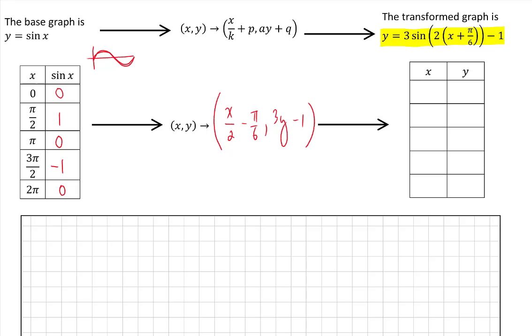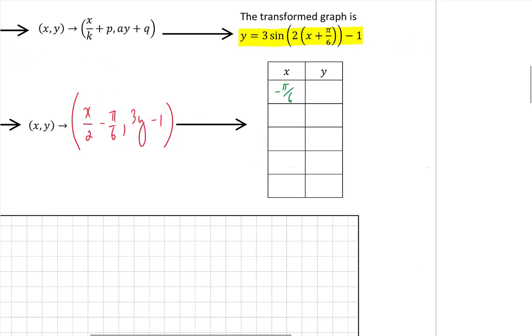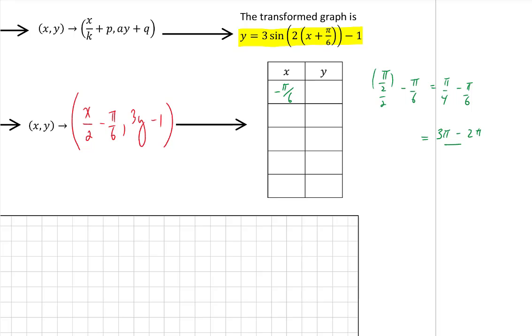Alright, starting with the x values. So 0 divided by 2 minus pi over 6 gives us minus pi over 6. Let's go to pi over 2. So let's do a little bit of algebra. Pi over 2 divided by 2 minus pi over 6 is equivalent to pi over 4 minus pi over 6. Using a common denominator of 12, I end up with 3 pi minus 2 pi all over 12. So we end up with pi over 12 for our next x value.